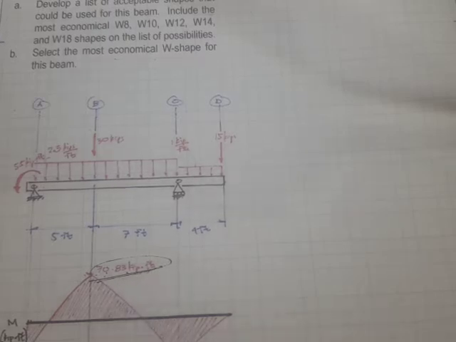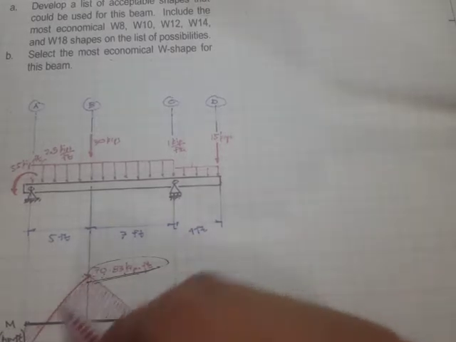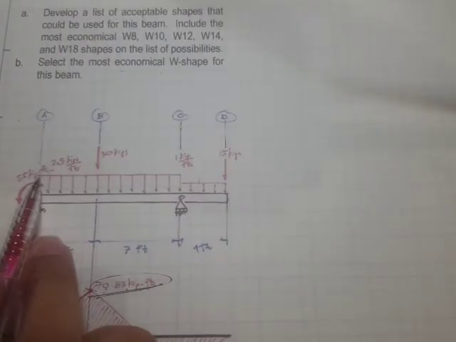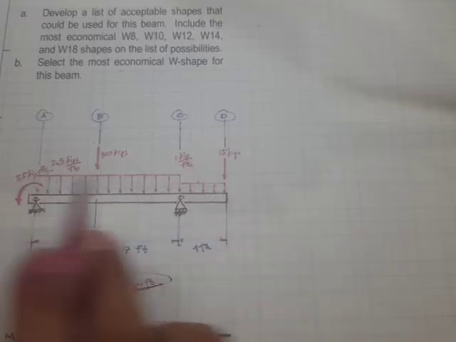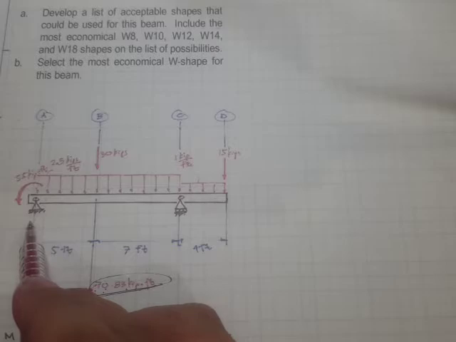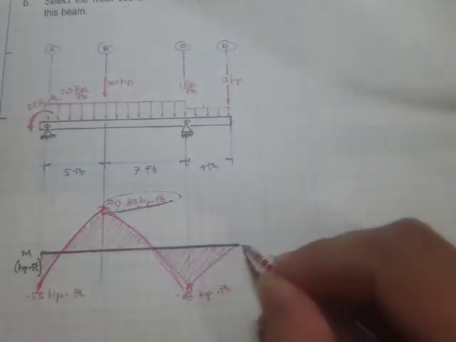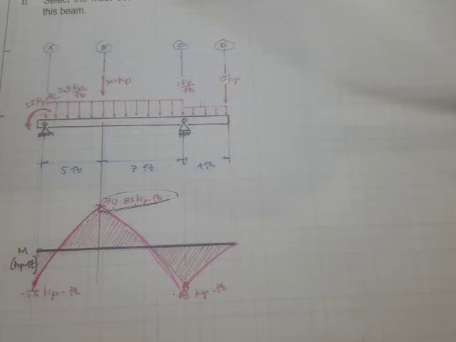70.83 kip-foot. And by the way, this is degree 2, because if the load is constant like that, then the shear would be degree 1. So the moment will be degree 2, curving like this, and this one also, and this one also.